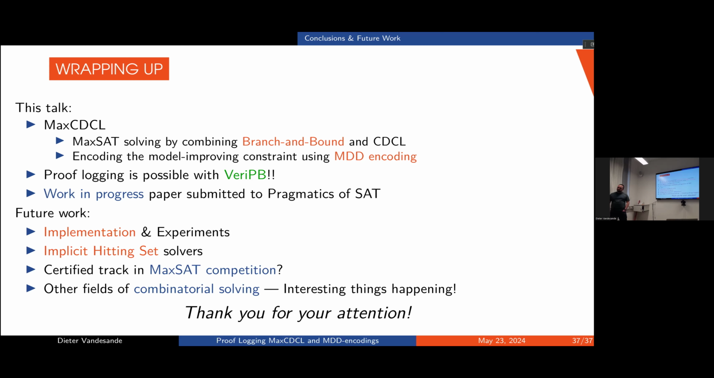I'm maybe interested in this for slightly different reasons, but your MDD encoding of a single pseudoboolean constraint, does that generalize to multiple constraints? I know you wouldn't need to for an objective function, but is this a novel encoding that's part of this work, or is this an encoding that exists? No, this is something we did. Yeah. So the proof logging, of course.